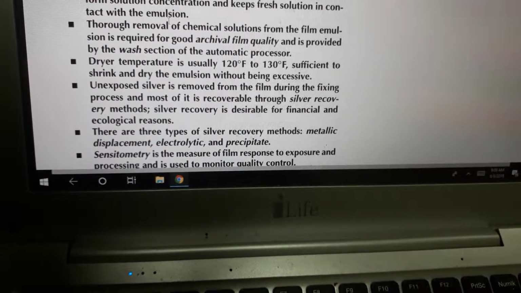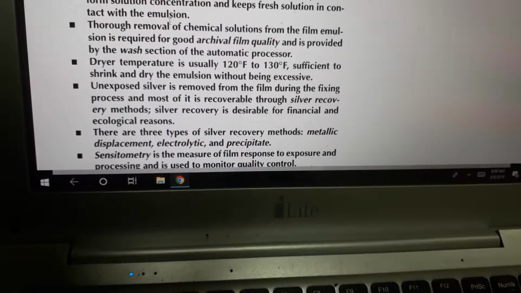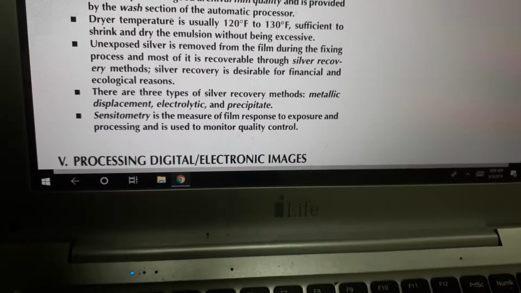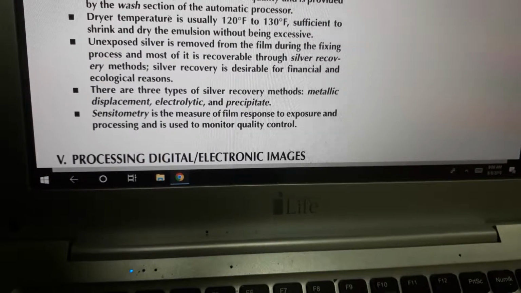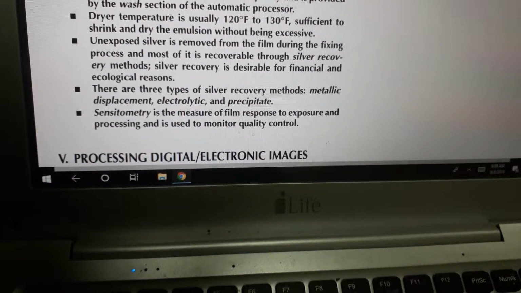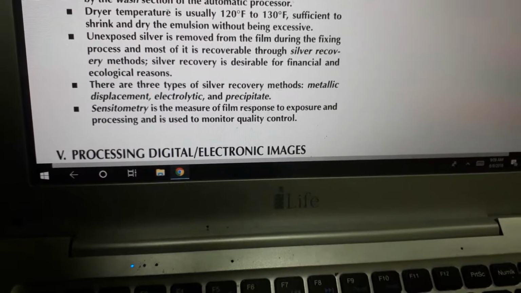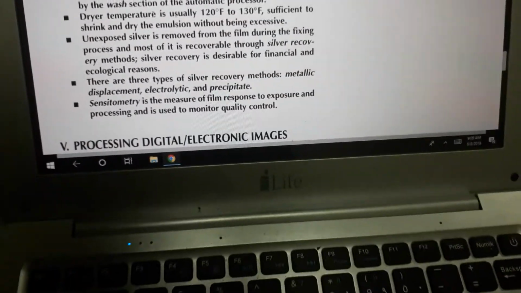There are three types of silver recovery method: metallic displacement, electrolysis, and the precipitate.